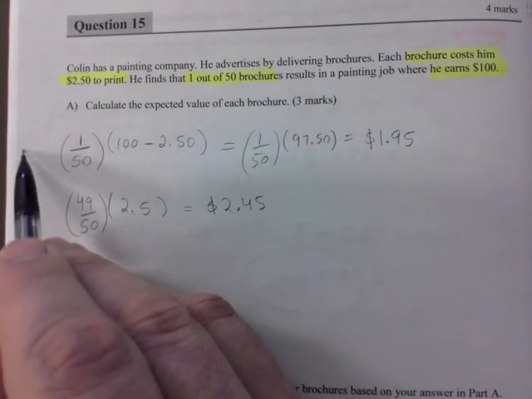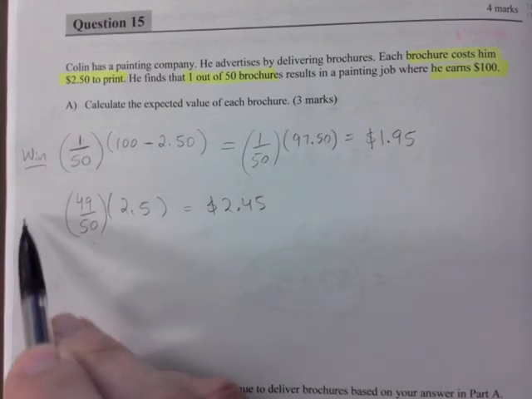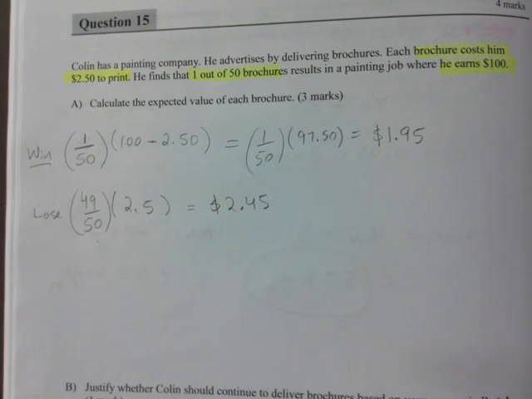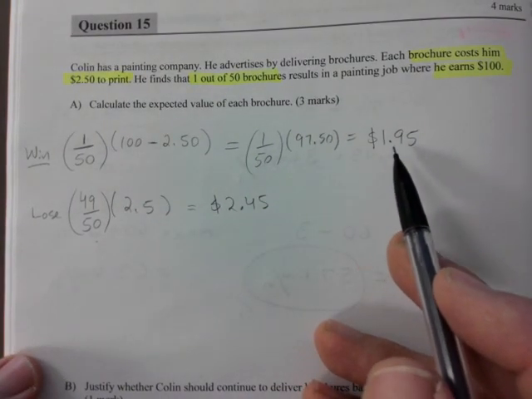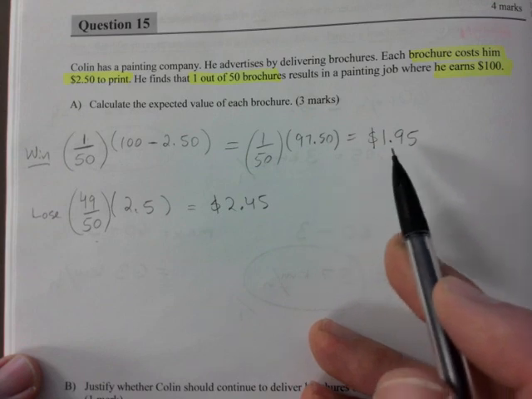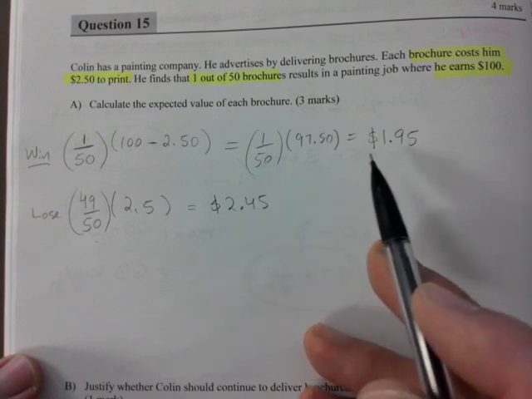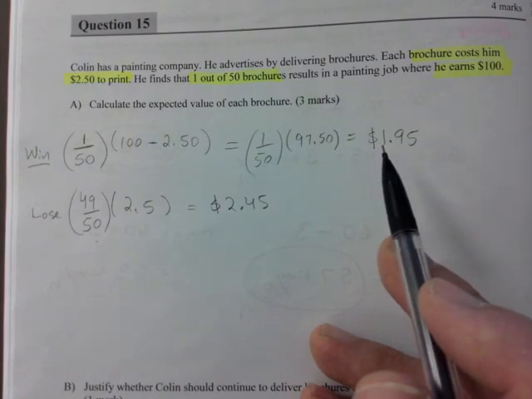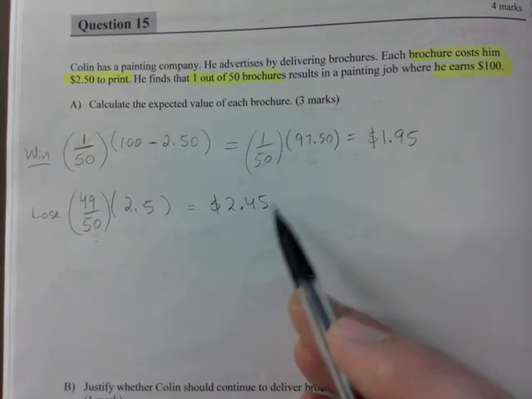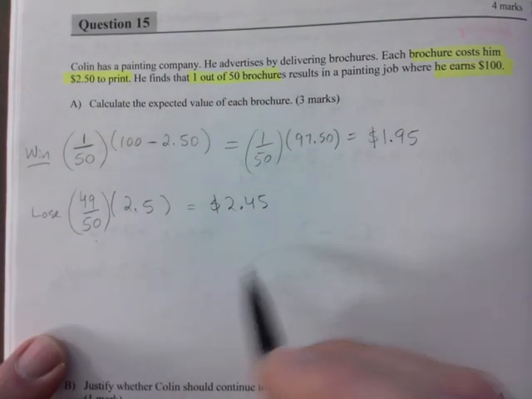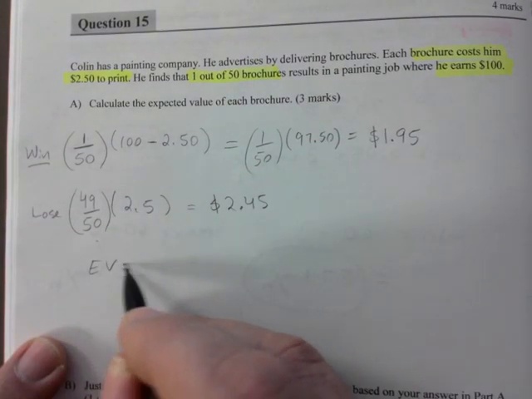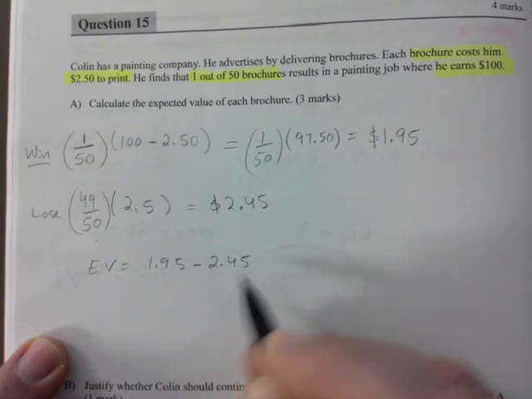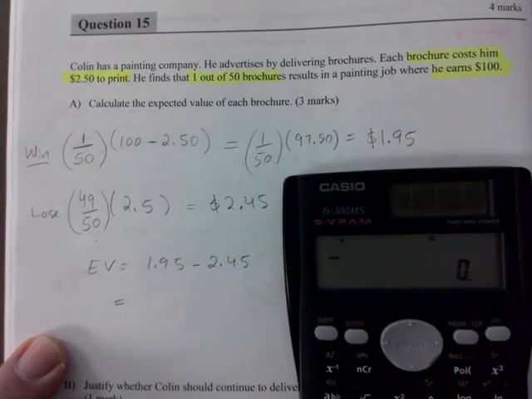So this is win and this is lose. Right? Win, lose. So what do we have to do now with these two numbers to give our final answer? You add up all the winnings, right? And you subtract it at the end from the loss. So expected value is 195 minus 245. It's going to be negative, yes.